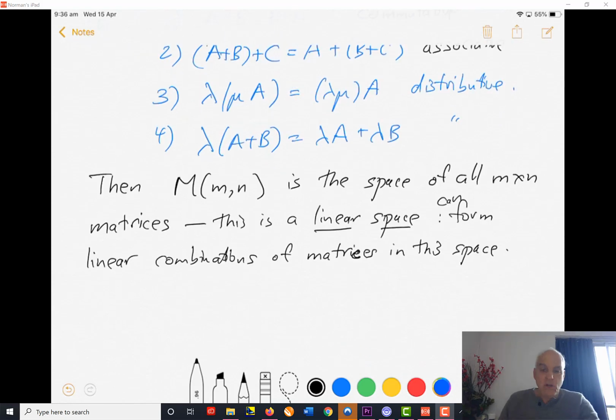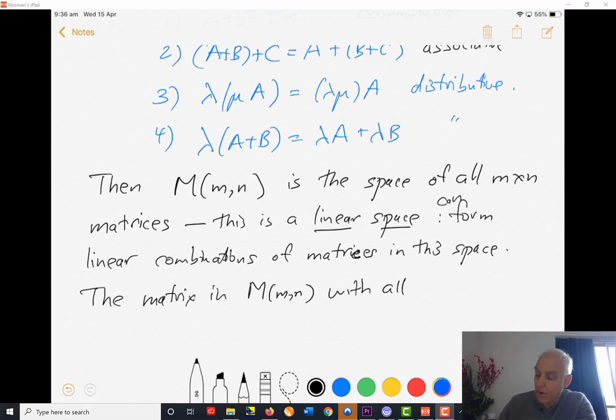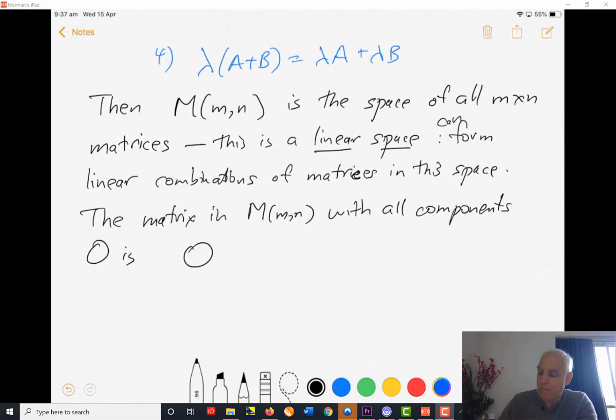There's a special element in this space which is worth mentioning. The matrix in M_{m×n} with all components or entries 0 is, well, often we just write a sort of a bigger 0. So it's the matrix with all zeros everywhere. Okay, there's m rows and there's n columns.